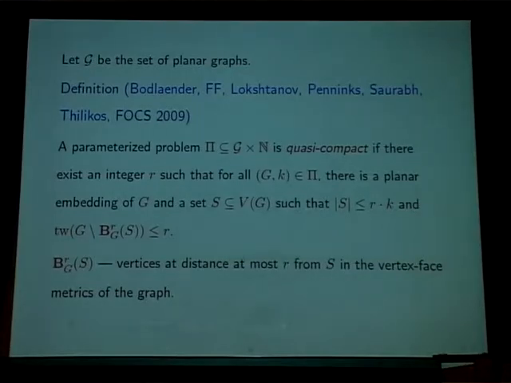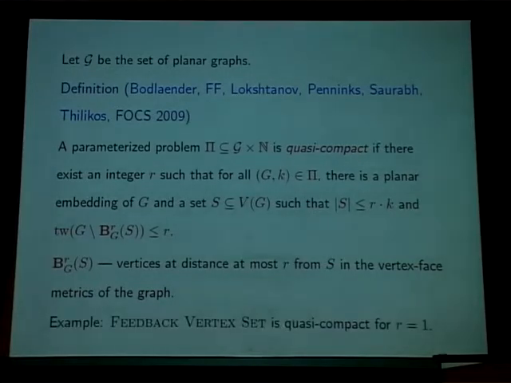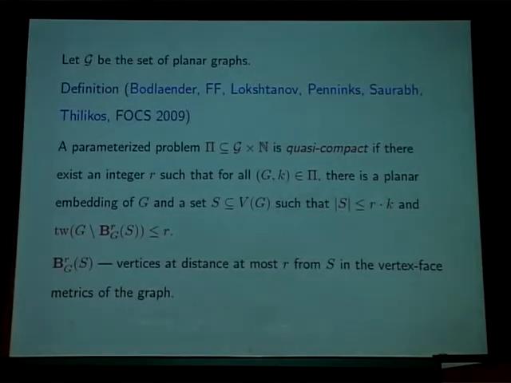So I say that a parameterized problem is quasi-compact if there is some integer r such that if I take my problem on planar graphs, I can take a set of vertices of size at most r times the parameter, r times k, such that if I remove these vertices and also balls around these vertices of constant radius, my graph will have constant treewidth.